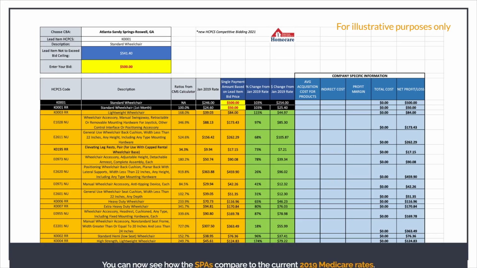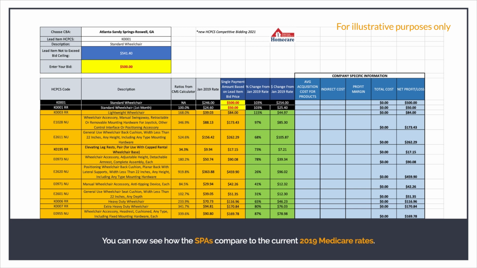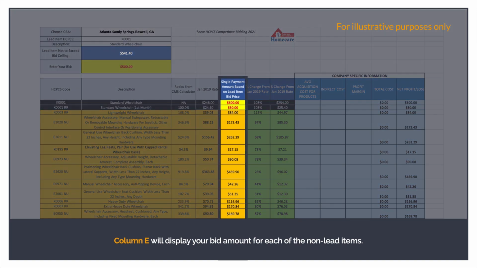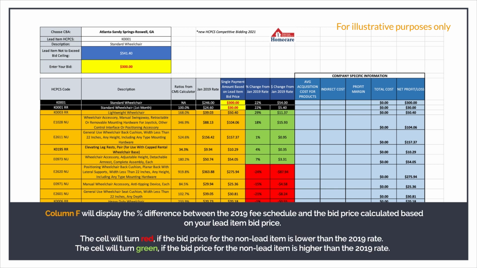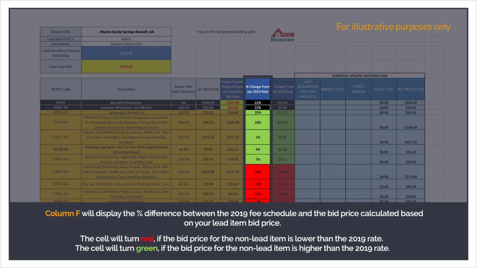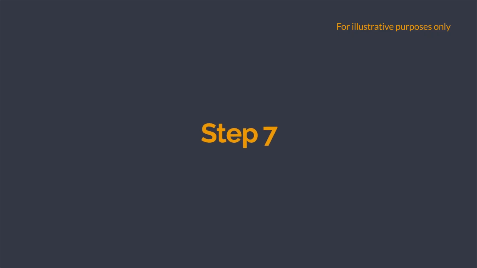6. You can now see how the SPAs compare to the current 2019 Medicare rates. Column E will display your bid amount for each of the non-lead items. Column F will display the percentage difference between the 2019 fee schedule and the bid price calculated based on your lead item bid price.